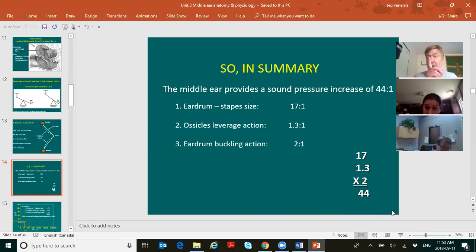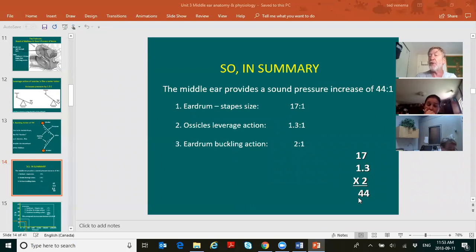Now, remember that these numbers are all memorizable. So memorize these numbers, serious as a heart attack, because guess what? It relates to exactly what we covered this morning in 110. Remember we talked about pressure, and we called pressure dynes per centimeter squared, and we said that we can relate that to the decibel. Okay, let's do it. I'll show you what. Look what the middle ear does.